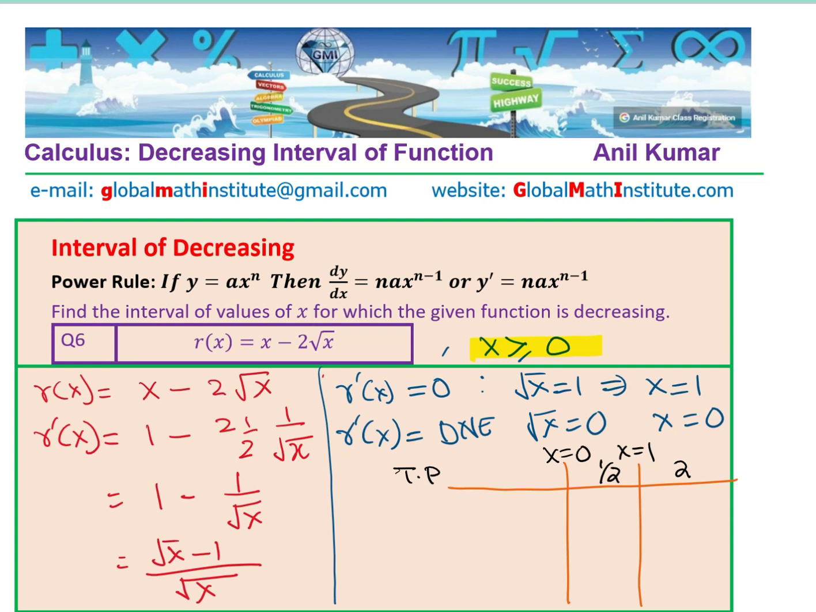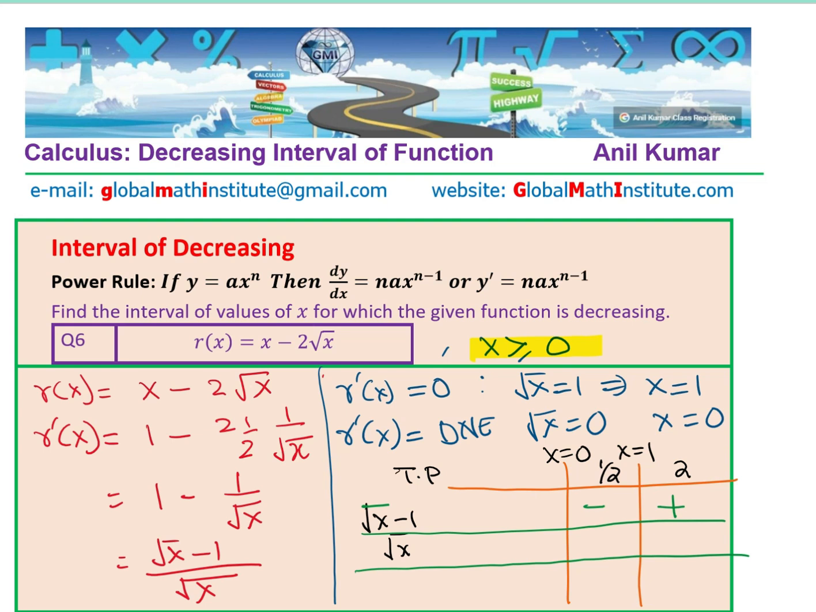Perfect. And now the derivative for us is square root x minus 1 over square root x. We could write it as two different factors, correct? So check both individually, right? It is easier. And then we're going to multiply them for the sign. So if I put half here, so square root x minus 1 is going to be negative since square root of half is going to be less than 1. But when I substitute 2 here, square root of 2 is more than 1, right? And therefore, that is going to be positive.